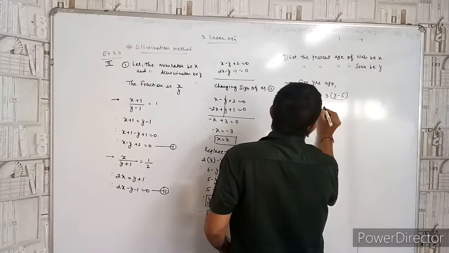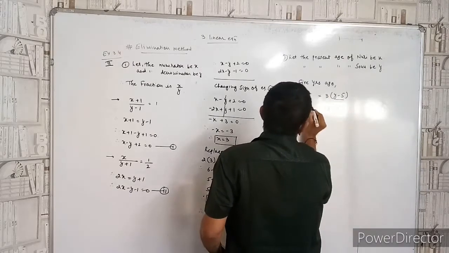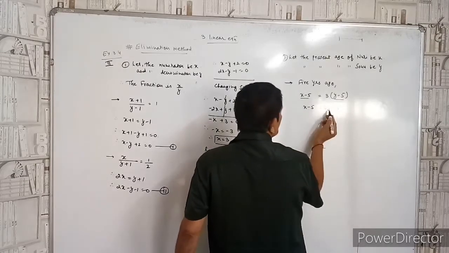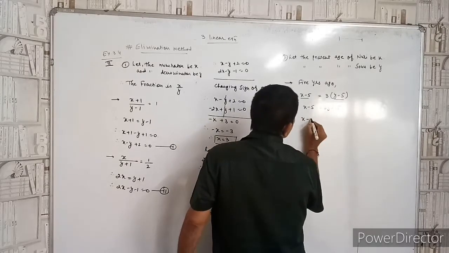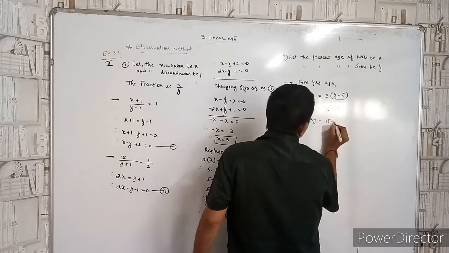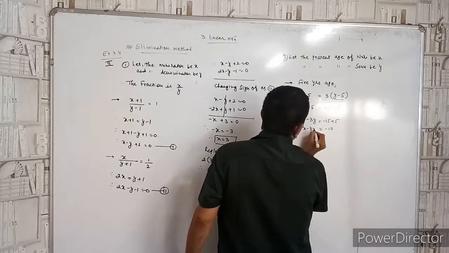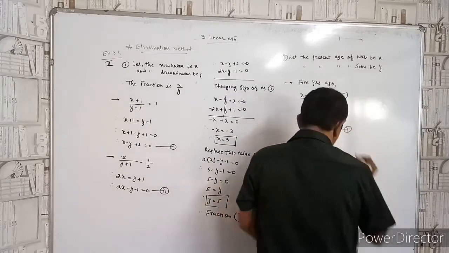Now simplify this: x minus 5 is equal to 3 times y minus 5. Now 3y we are shifting this side, so it becomes minus 3y, and minus 5 is going this side, so it becomes plus 5. So this is the first equation.